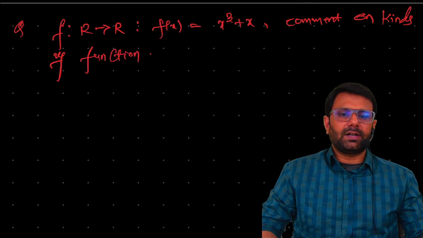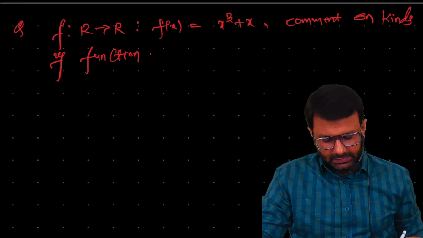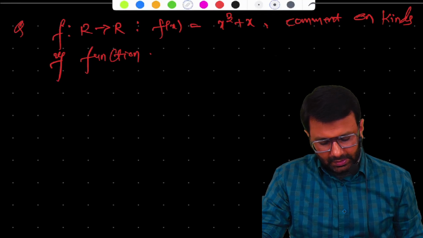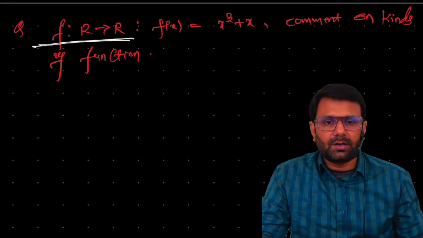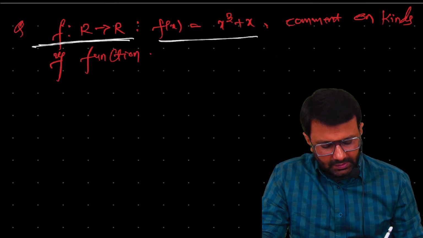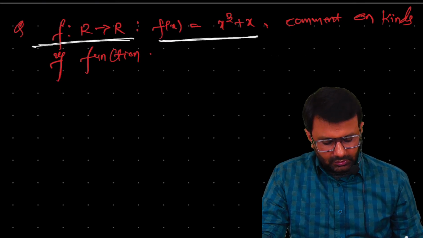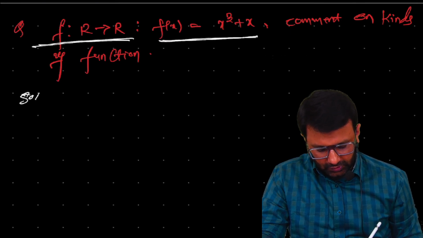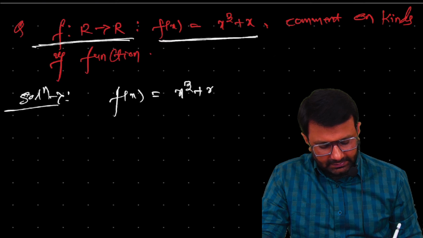So how to decide the kinds of function? Is this color visible? Yes, visible. Okay, I will write with white color. So this function is defined from real numbers to real numbers, R to R, and f(x) is equal to x cube plus x is given. So comment on the kinds of function. So how to solve here? Again see here.